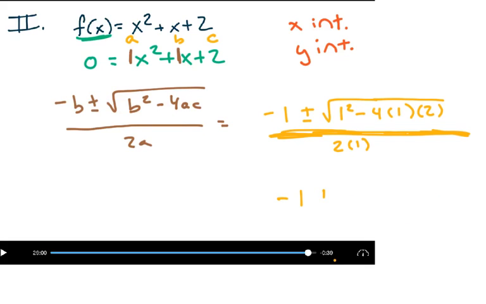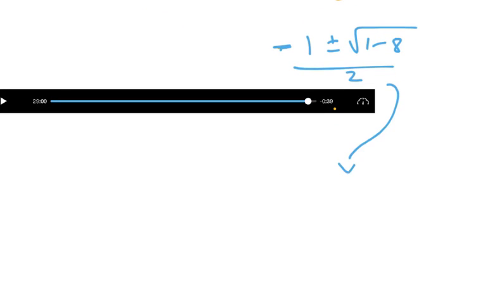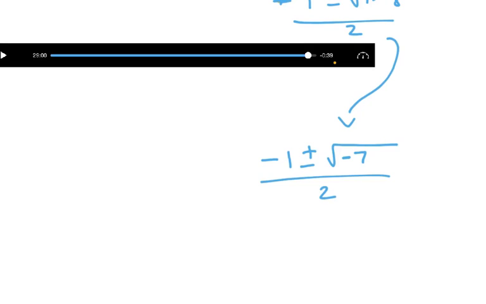So we're going to clean this up. Cleaning this up, we get negative 1 plus or minus square root, and this is going to give me 8, so this is 1 minus 8, over 2. And this becomes negative 1 plus or minus square root of 1 minus 8, which is negative 7, over 2. We know that whenever we see a negative under the square root, we want to put an i in front. If square root 7 could be broken down, I would. It can't. There's no perfect square inside 7 because 7 is prime. So this is as far as we go.